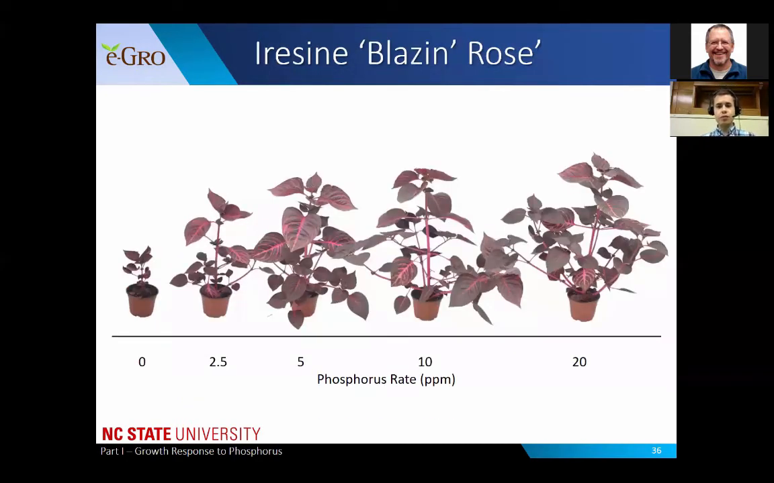Here is Blazin Rose Iresine. This one, right around 7 parts per million. And again, as I mentioned earlier, this is one of those species that exhibits very significant internode stretch when you supply excess levels of phosphorus. So you can see those plants that were given 10 and 20 parts per million phosphorus had very, very long internodes compared to those that were grown with lower rates of phosphorus.